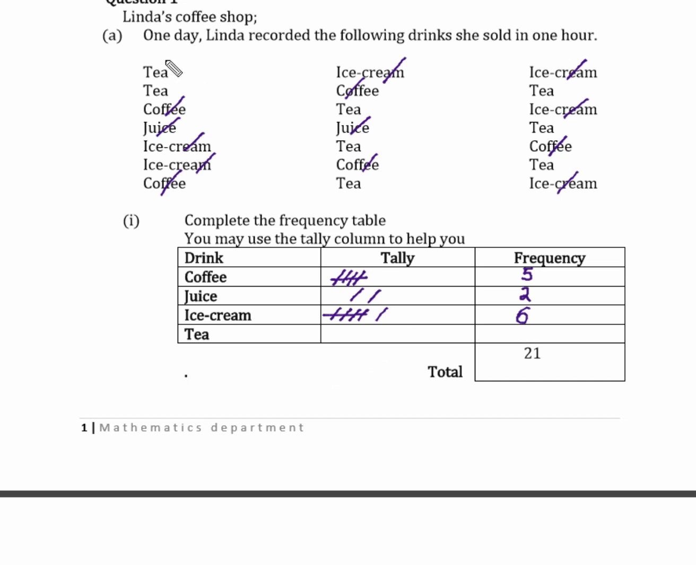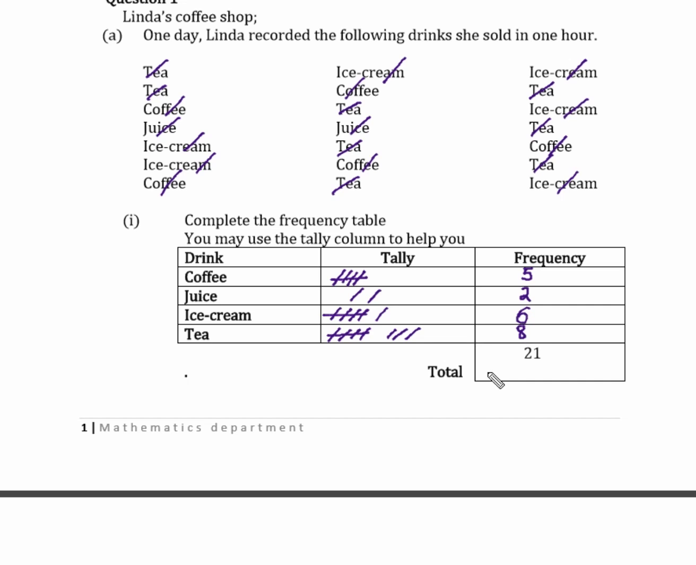We have 1, 2, 3, 4, 5, 6, 7, and finally 8. So there are 8 drinks that are bought.